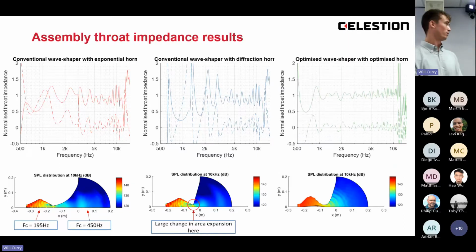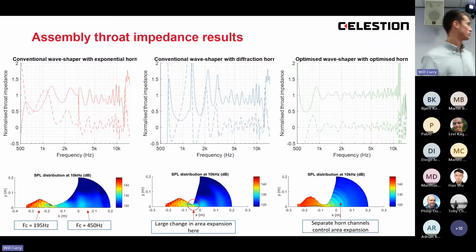And then finally is the optimized wave shaper and the optimized horn. There are a few ripples in the throat impedance, but they're much less significant, and this is due to how the area expansion is controlled inside of the wave shaper and inside of the horn using these separate channels. Some of the ripples seen here at lower frequencies in the optimized model are due to how, as the material you've used to divide up the horn into separate channels disappears, the horn actually expands faster than if it was just a conical horn. So that introduces some ripples. And then at really high frequencies, again, it's due to that problem where the sound waves can start to sort of bounce off the surfaces of the corrugations.